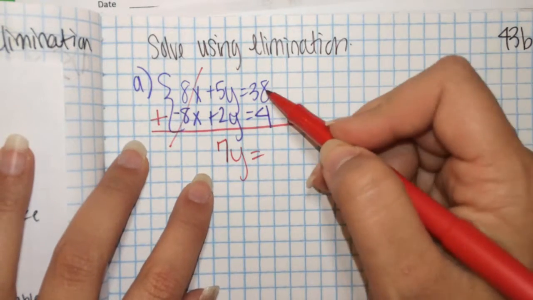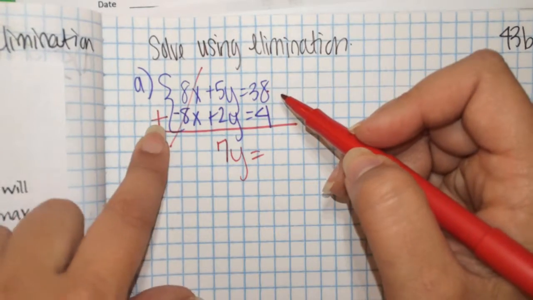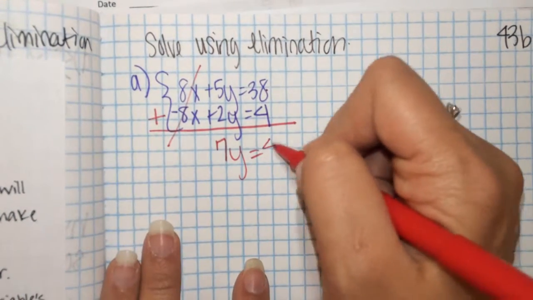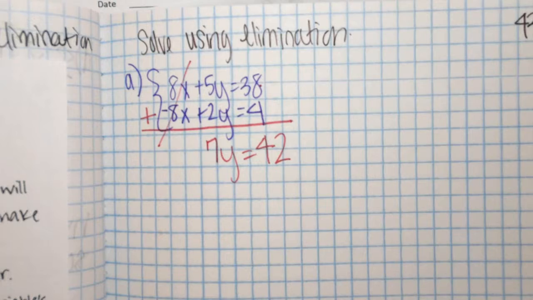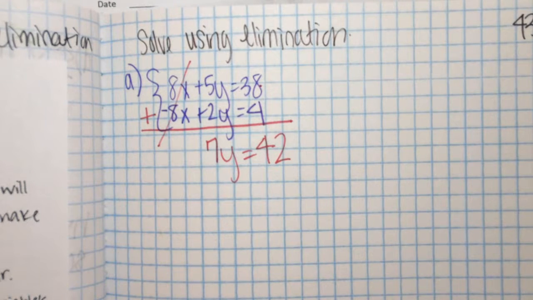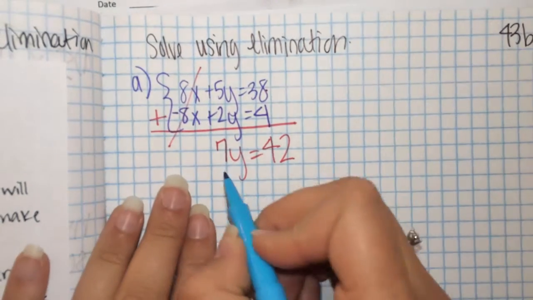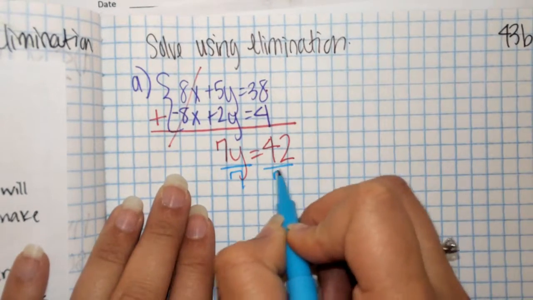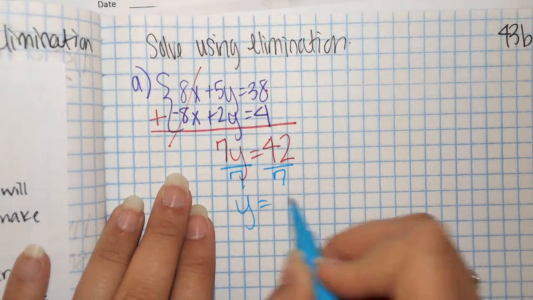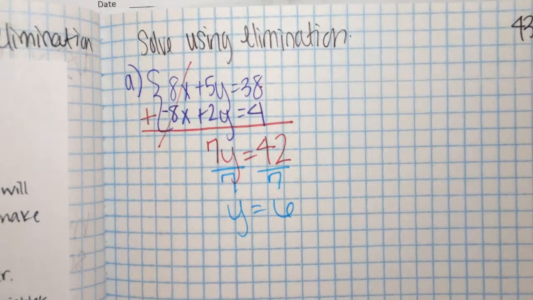What do I do right here? 38 plus 4. 42. All right, does everybody see where we got this from? Then you divide by 7. That equals 6. Look at us go.